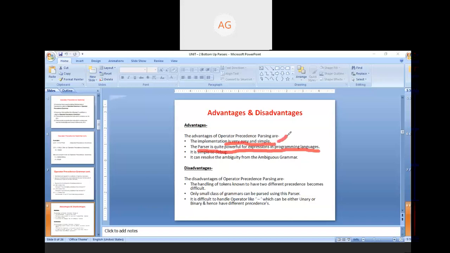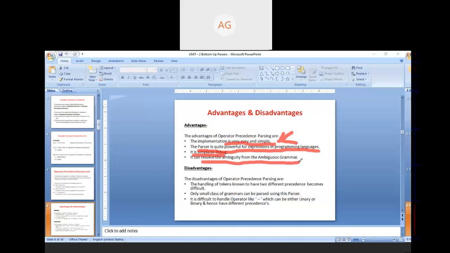In this case we need to find the relationship between operators, and an expression is built up from operators. So this is a very powerful parser if we need to use expressions in programming languages. This type of parser is very simple to debug, and it can resolve ambiguity from an ambiguous grammar. So this is a very important point.